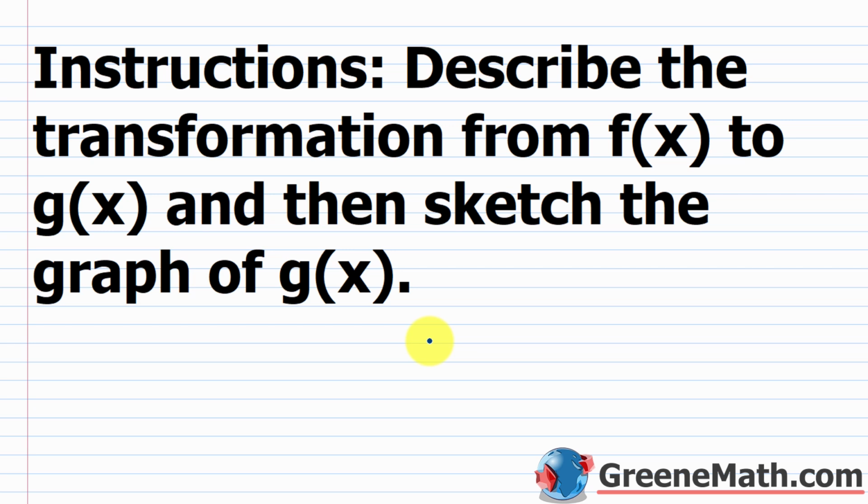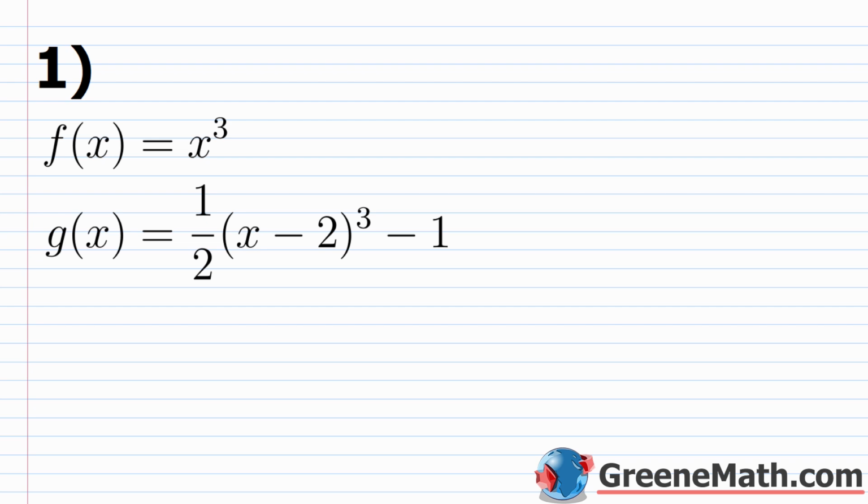All right, let's take a look at the practice tests where the instructions were asked to describe the transformation from f of x to g of x and then sketch the graph of g of x. For the first problem, we're given f of x equals x cubed and g of x equals 1/2 times the quantity x minus 2 cubed, and then minus 1.